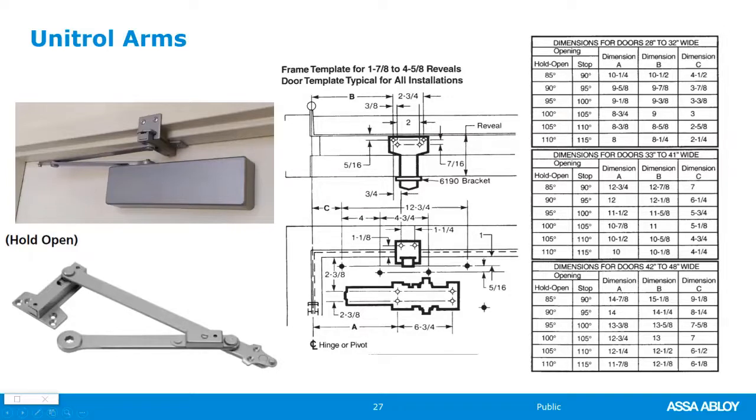And you could see how if we just get this wrong, the hold open's potentially not going to work at all. The door could actually swing into a wall, and the hold open mechanism of the arm doesn't even engage. So definitely have to pay attention to the templating. Most of the time when I see issues out there in the field, it's because of this.